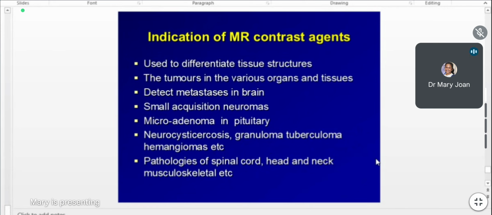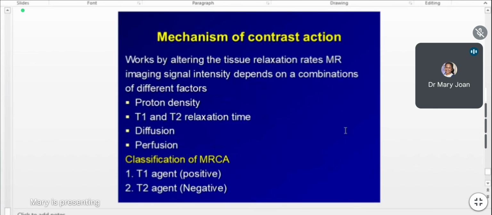Indications of MR contrast agents, we have seen it, but just in a nutshell: used to differentiate tissue structures, tumors in the various organs and tissues, detect metastasis in the brain, small acoustic neuromas, microadenoma in the pituitary, neurocysticercosis, granuloma, tuberculoma, hemangioma, etc. Pathologies of the spinal cord, head and neck, musculoskeletal, etc.